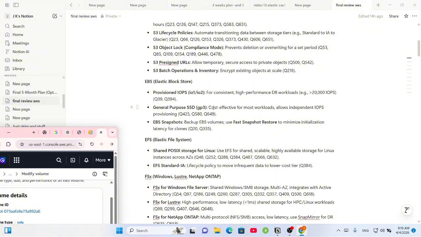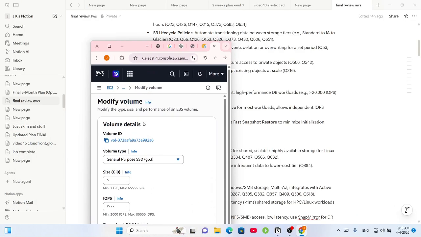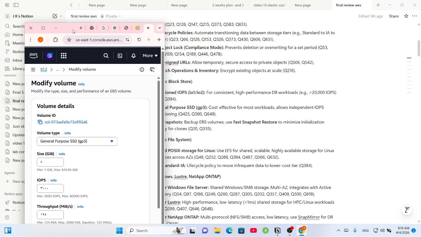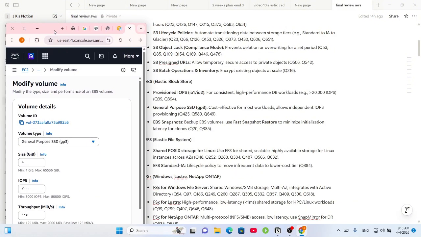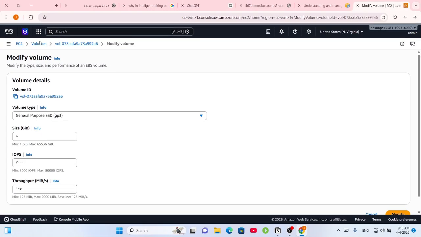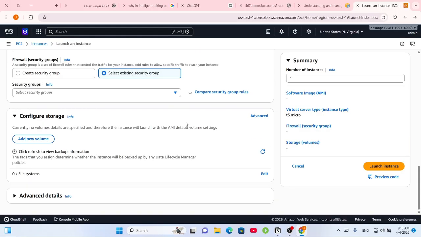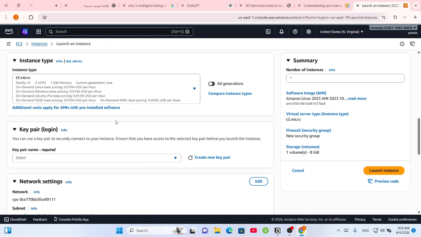And the next is general purpose SSD, which is the default, GP3. It's cost effective for most workloads because it allows independent IOPS and provisioning. So I think this is what we are using here. General purpose, you can see it when you try to go ahead and create a new instance, for example.